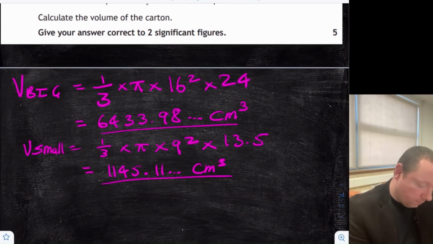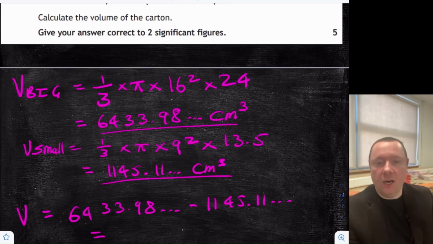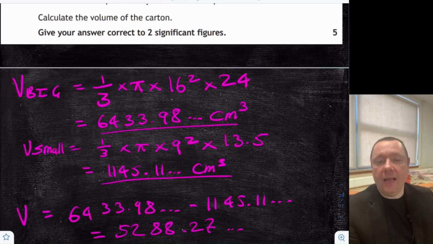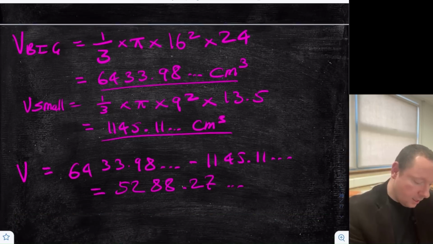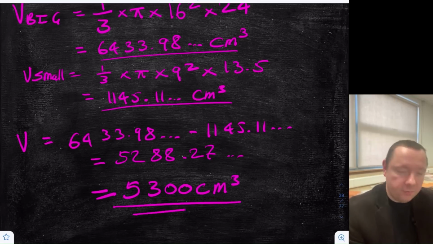So our volume is equal to 6433.98 minus 1145.11. And that gives us, using the unrounded figures to take away, 5288.87. And then we get, for rounding our final mark, 2 significant figures it says. So that equals 5300 units, centimetres cubed, for 5 marks.